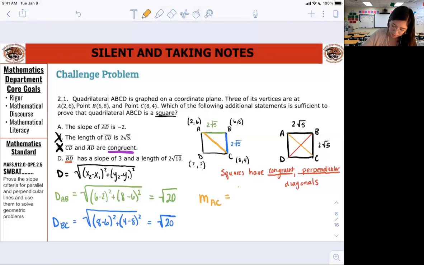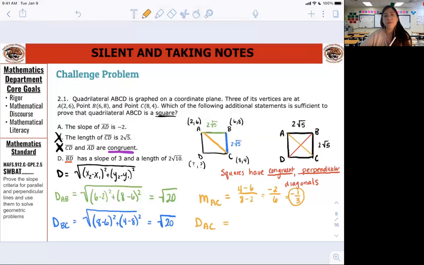Slope of AC is going to be 4 minus 6 over 8 minus 2. 4 minus 6 is -2. 8 minus 2, 6, which is -1/3. Then we also have to check the distance of AC, right?